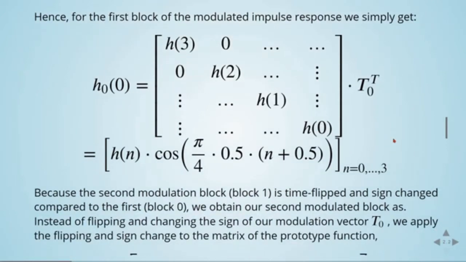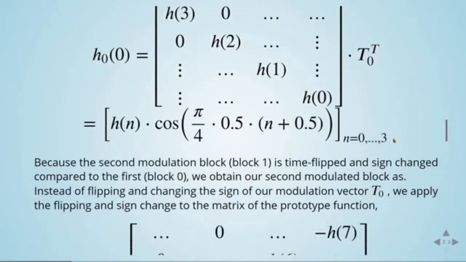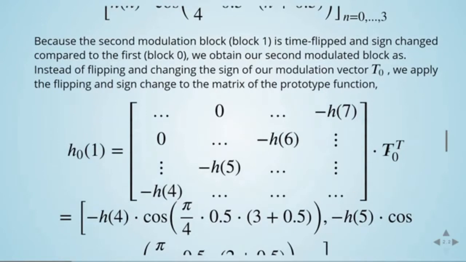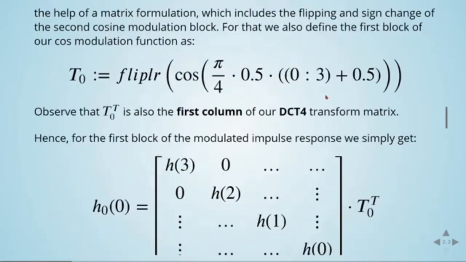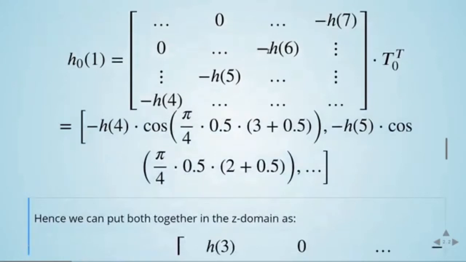And because the modulation block, block 1, is time flipped and sign changed compared to the first block, block 0, we obtain our second modulated block as given here. So instead of flipping and changing the sign of our modulation vector t0, we apply the flipping and sign change to the matrix of the prototype function. And we have now this diagonal here. And you see we have these sign changes here.